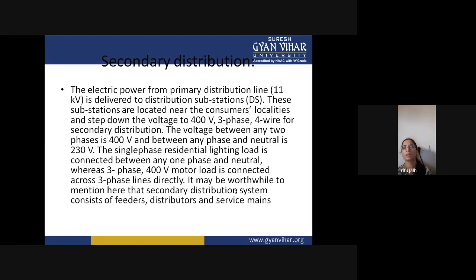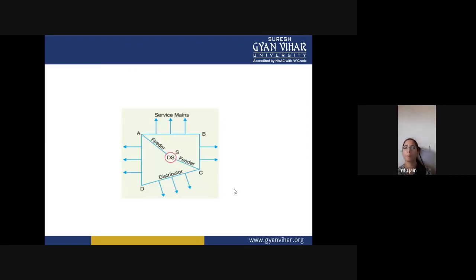Residential lighting load is connected between any one phase and neutral, whereas three phase 400 volt motor load is connected across the three phase lines directly. It may be worthwhile to mention here that the secondary distribution system consists of feeders, distributors, and service mains. In this diagram, you can see the distribution system, which is connected to the feeder, service line, and distributor. The feeder is connected to the service main, and this is the distributors.